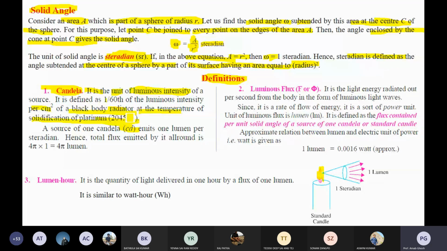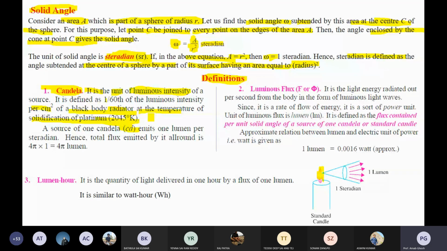So the total flux emitted all around it is 4 pi into 1, equal to 4 pi lumen. So 1 lumen per steradian is equal to 1 candela.